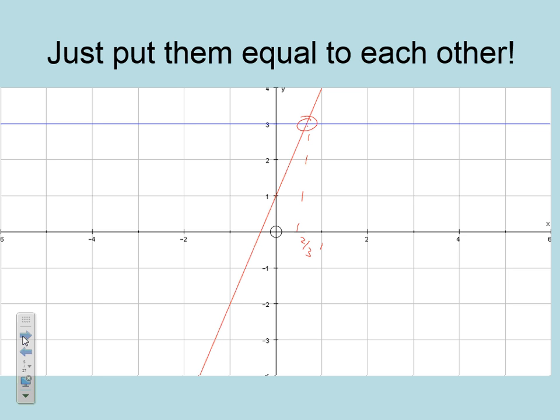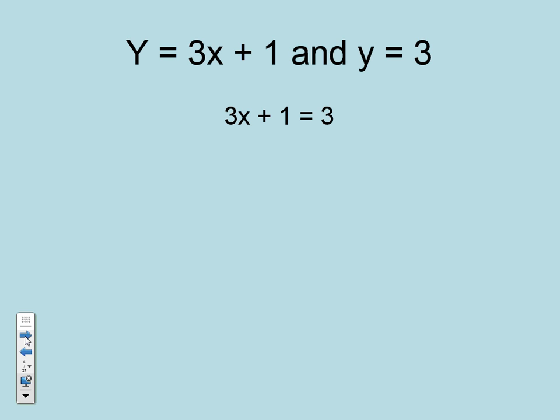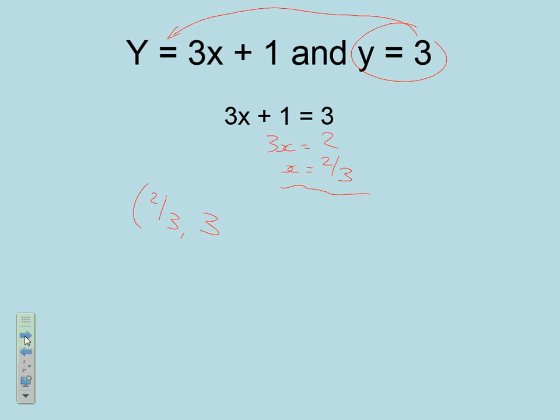Well, let's do it algebraically. Algebraically, what we do is we put them equal to each other. So I've got y equals 3, I'm putting that there. Look, if you take away the 1 from both sides and divide by 3, we do indeed get x is 2/3 where they meet. So that coordinate that they met was actually 2/3, 3. You could check that by putting the 2/3 in there. 2/3 times by 3 is 2. 2 add 1 makes 3.